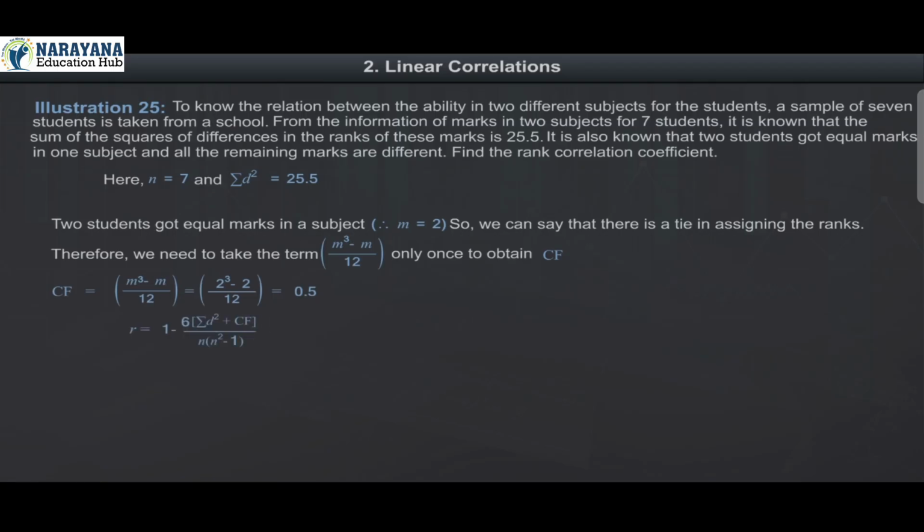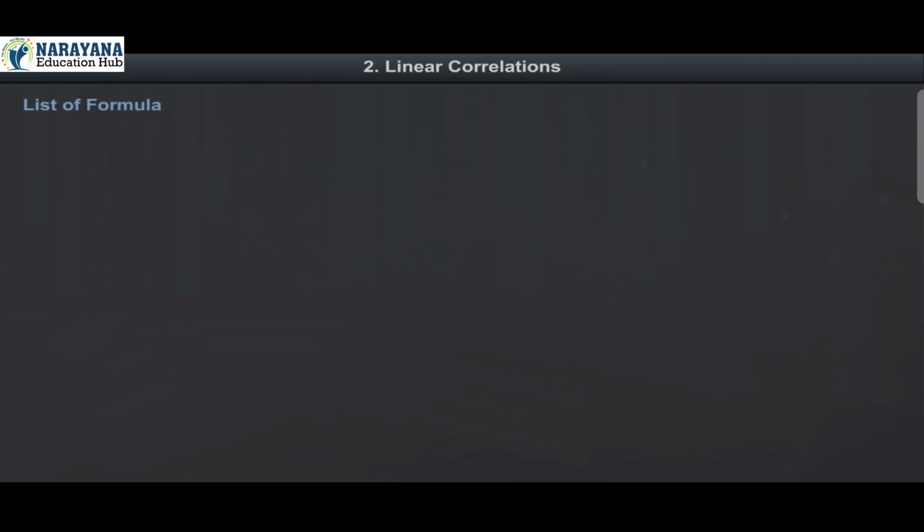r is equal to 1 minus 6 into sigma d square plus CF, divided by n into n square minus 1, is equal to 1 minus 6 into 25.5 plus 0.5, divided by 7 into 49 minus 1, is equal to 1 minus 6 into 26 divided by 336, is equal to 1 minus 156 divided by 336, is equal to 1 minus 0.4643, is equal to 0.5357. Therefore, r equals 0.54.